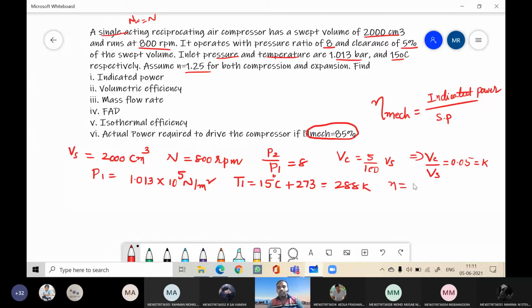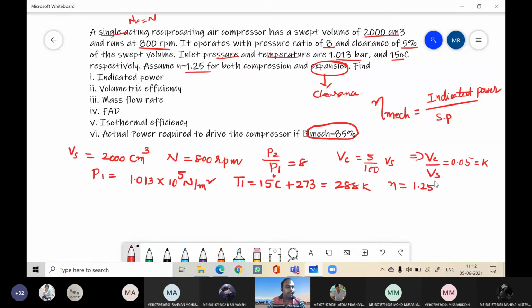And n value for both compression and expansion. When will expansion come into picture? When there is clearance, then only expansion will come into picture. Remember, right now, because he has given clearance volume in terms of swept volume, there is a gap between the piston and cylinder. Due to that, the air present inside the air compressor will expand after discharge. Okay, right. n is equals to 1.25.